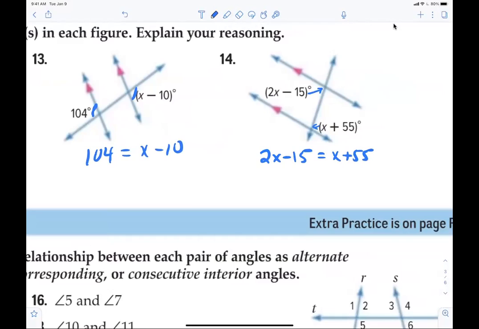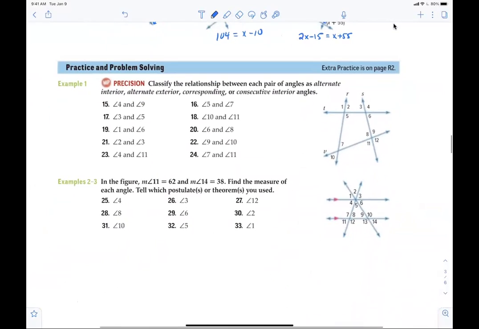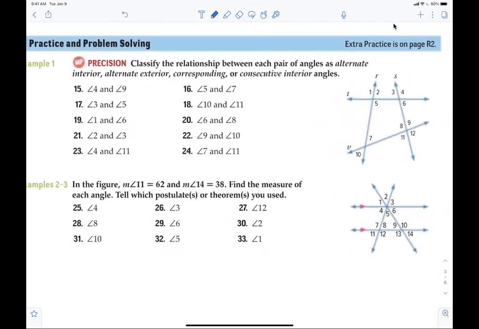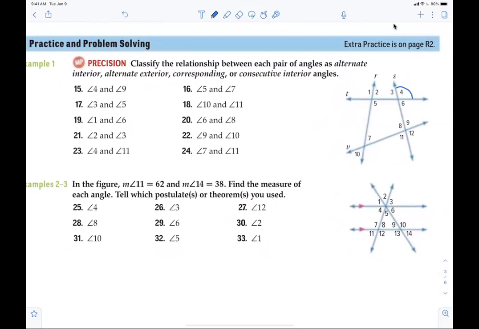Mental math. Now they're just asking you about relationships. Because we have 2 minutes, let's go ahead and do 15 through 24. Everybody look at 15. Here's angle 4 and here's angle 9. What are those called? Corresponding. Now let's look at 5 and 7. What are they? Consecutive interior. Thank you.